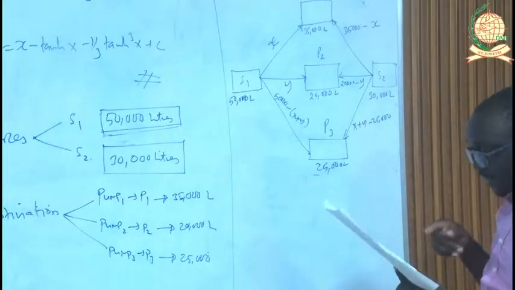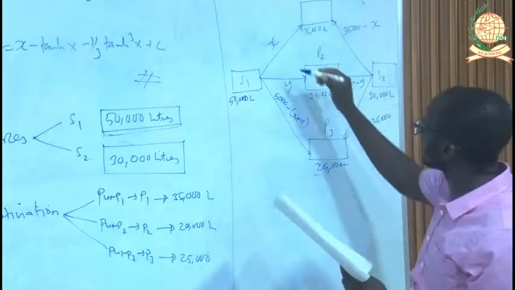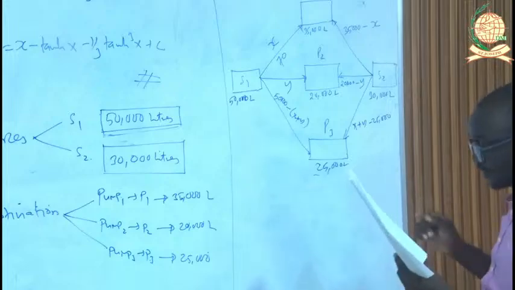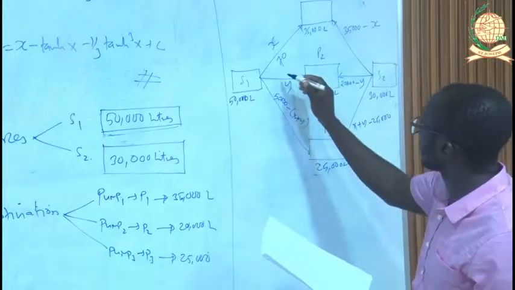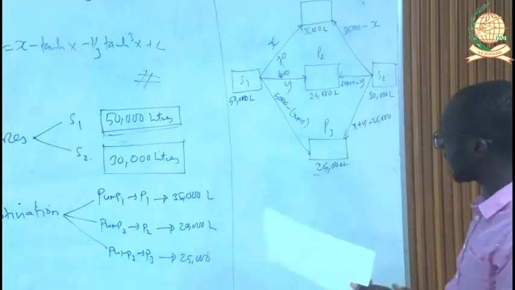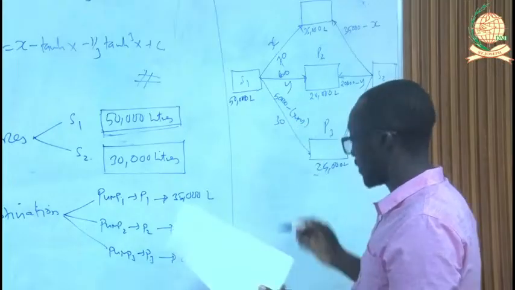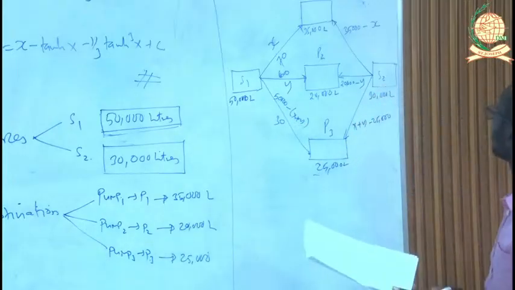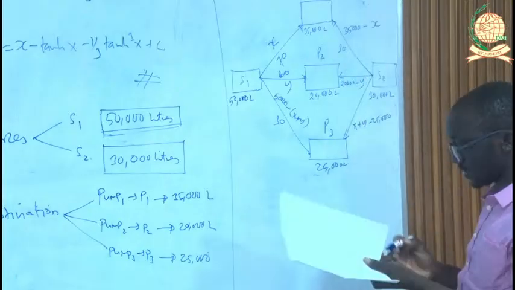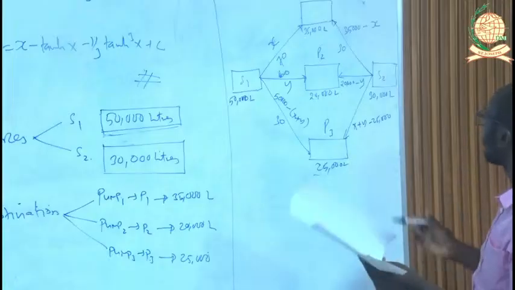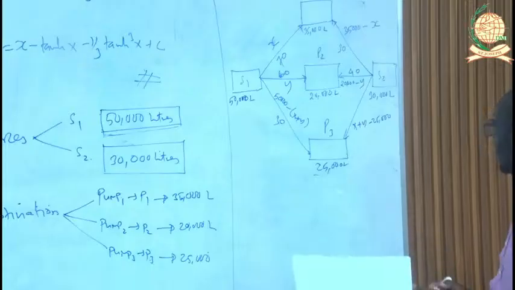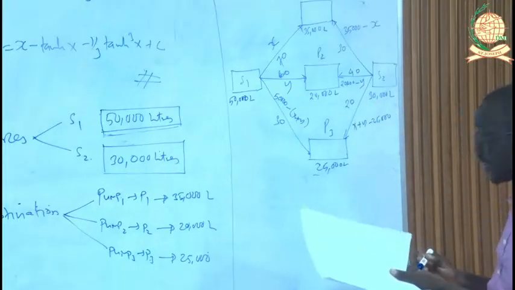So you can see from S1 to P1, it is 7 Tanzanian shillings, and then from S1 to P2, it is 60 Tanzanian shillings. And from S1 to P3, it is 30. You can write it here, Tanzanian shillings. And then from S2 to P1, it is 30 Tanzanian shillings. From S2 to P2, it is 40 Tanzanian shillings. And finally, from S2 to P3, it is 20 Tanzanian shillings.